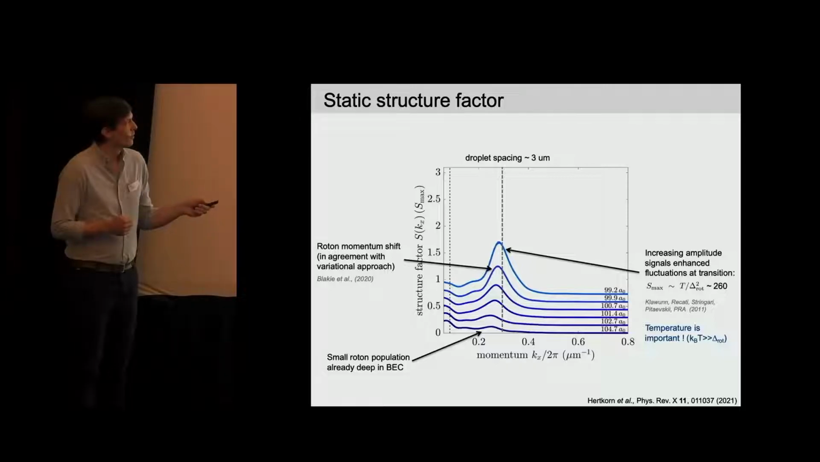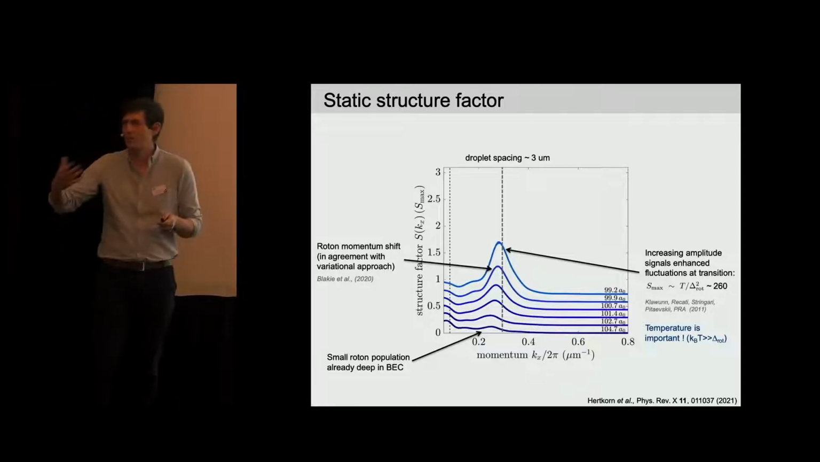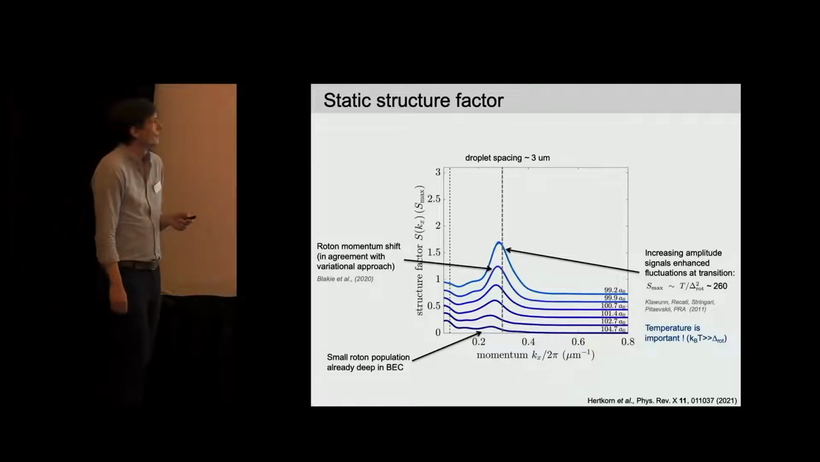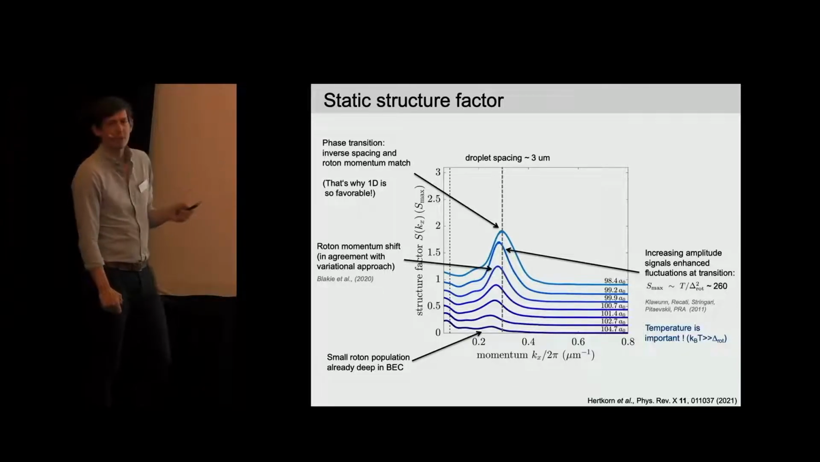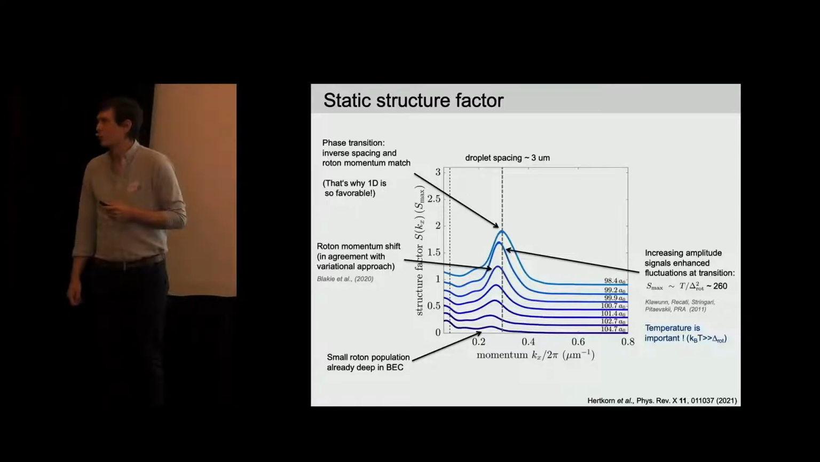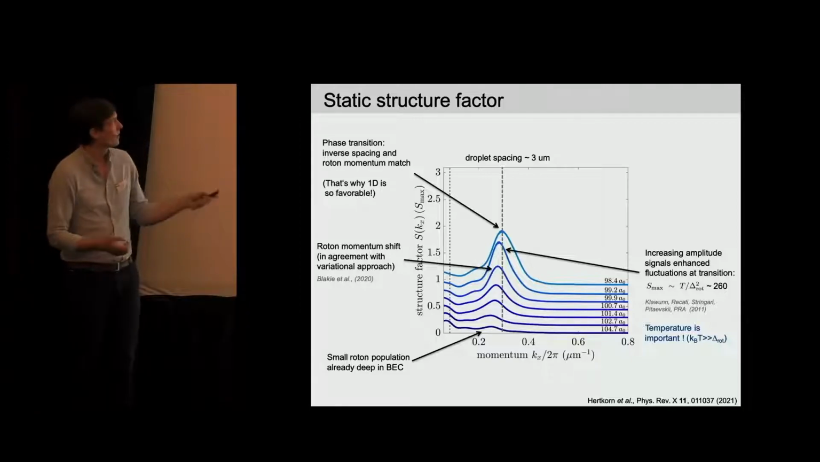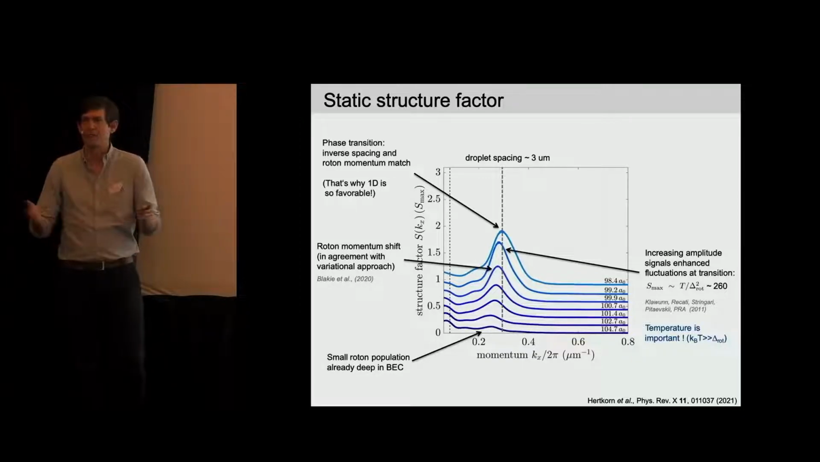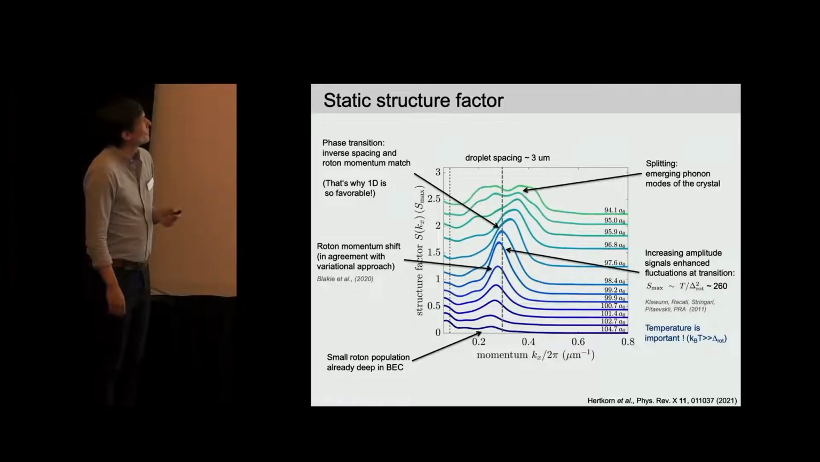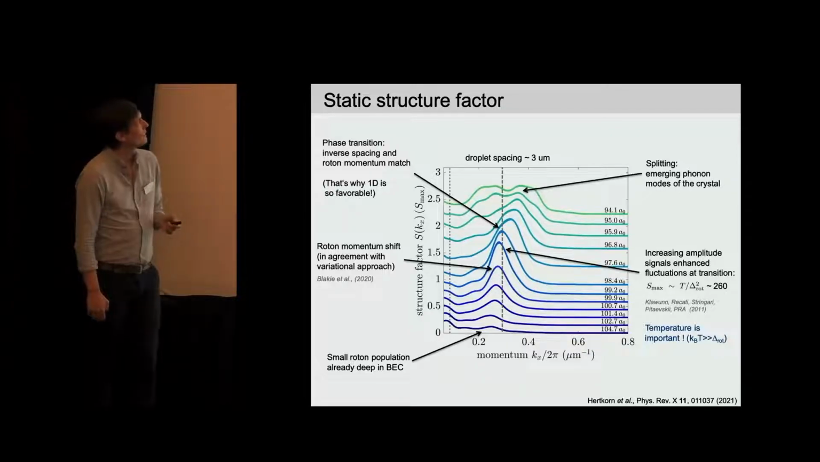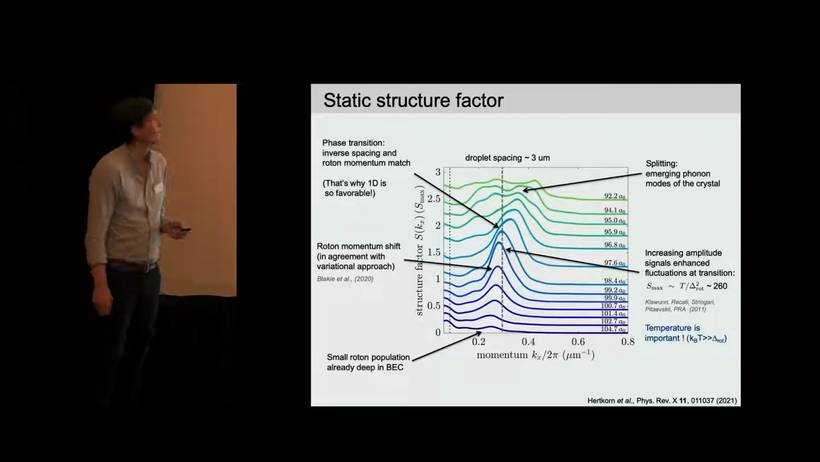It gets so high, we know already that temperature plays an important role here. The gap closes, and then thermal fluctuations basically populate the roton modes. Right at the transition point, actually, the roton momentum here matches the droplet spacing, and this is why I was showing you 1D pictures in the beginning. You can very nicely, adiabatically just ramp your scattering length, and you will end up in the ground state of the system. Everything fits, basically. And then you go on, and then at some point, things become more messy, and I will show you in a second that the splitting of this roton mode here is actually the emerging phonon modes of the crystal.